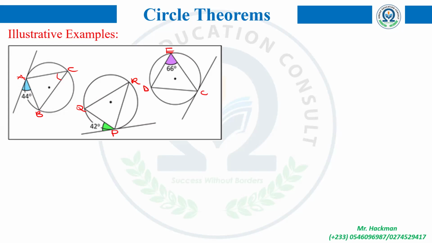Okay, all right. Okay, Aris. Mr. Hackman, please. I think it's because the angle between the chord and the tangent are equal. Are equal to what? To the opposite angle inside the triangle.